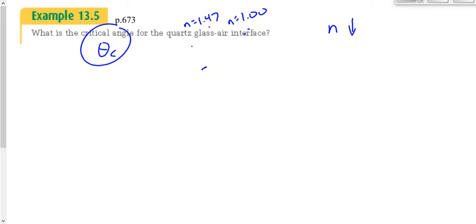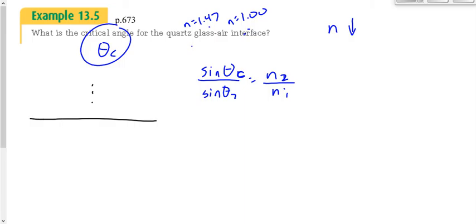So we're going to say sine theta 1 over sine theta 2 equals n2 over n1. Now, what are we going to do with this? Well, sine theta 1, that's actually what we're looking for. The critical angle, the angle of incidence at which reflection begins to occur. Let me draw that picture again, in which reflection begins to occur.